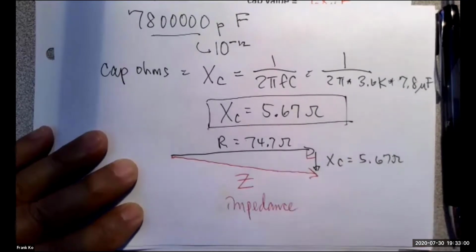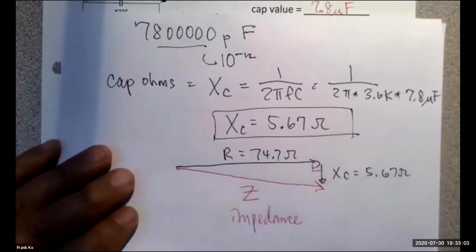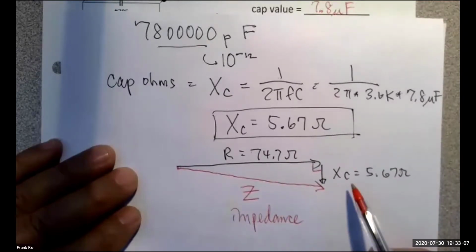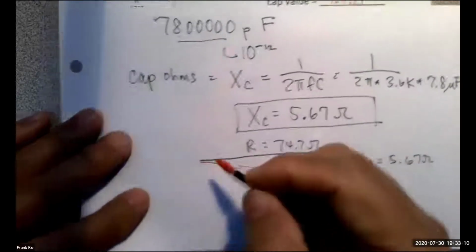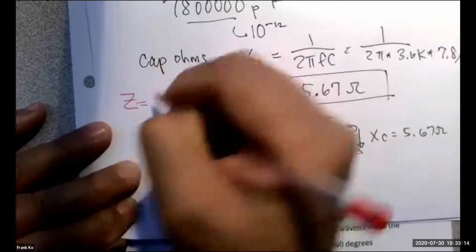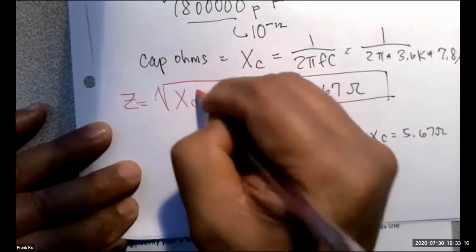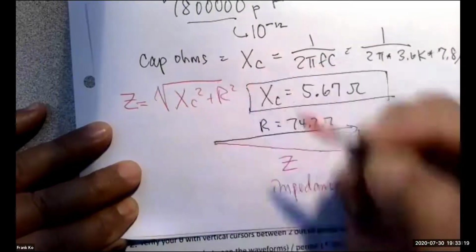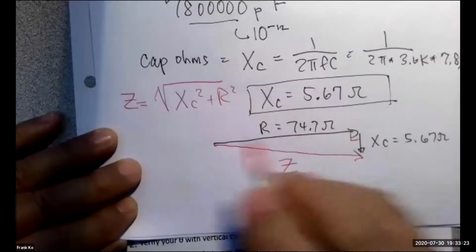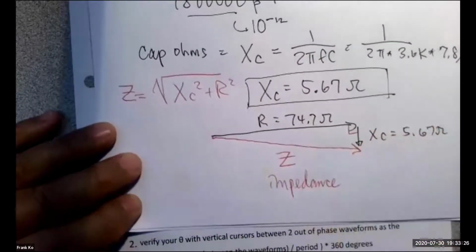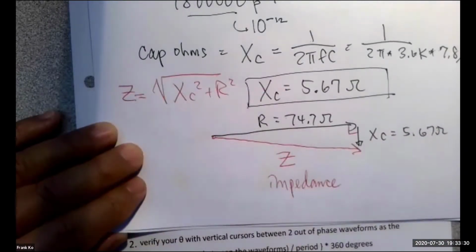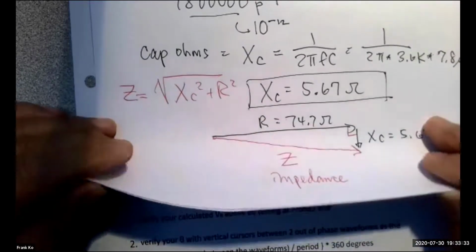So how do I do the math to calculate the hypotenuse of a right triangle? This squared plus this squared is the sum, do the square root, right? Isn't Z equal to the square root of XC squared plus R squared? And when you go to do that, you should be able to do that. The impedance will calculate to be, Harpreet, what value of impedance do you get?